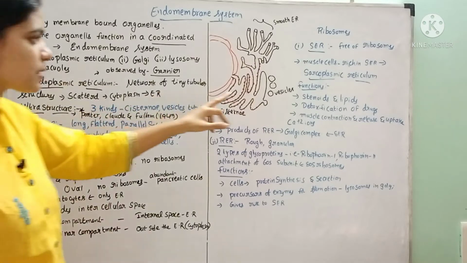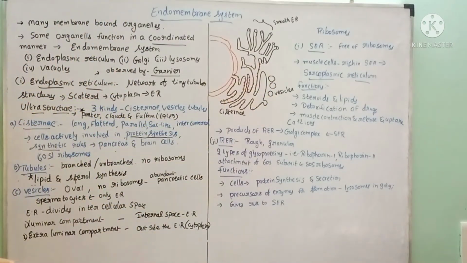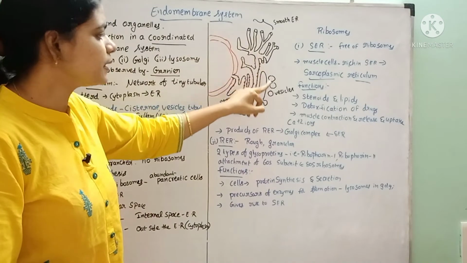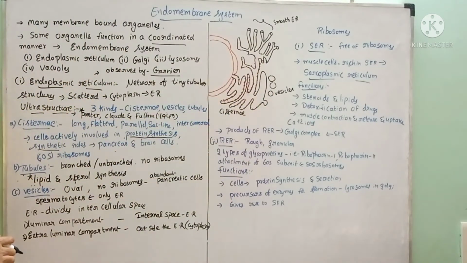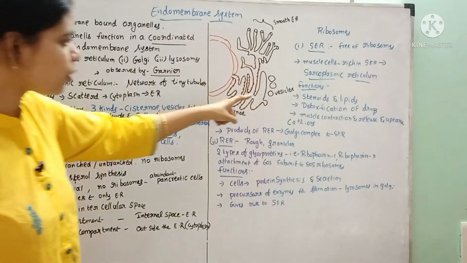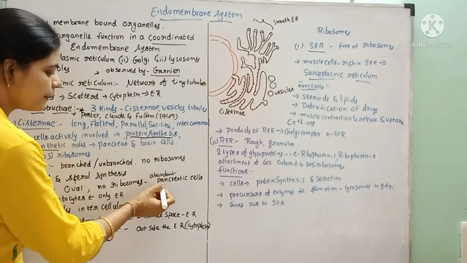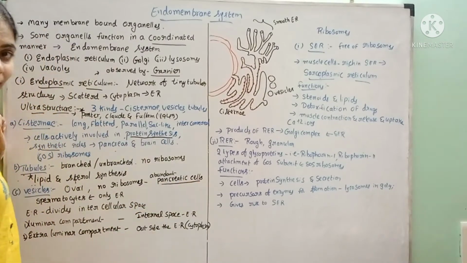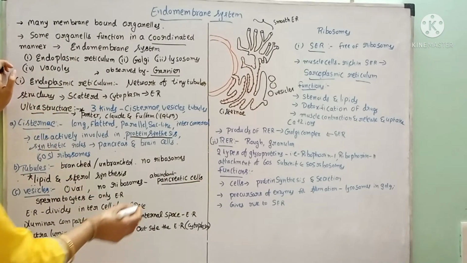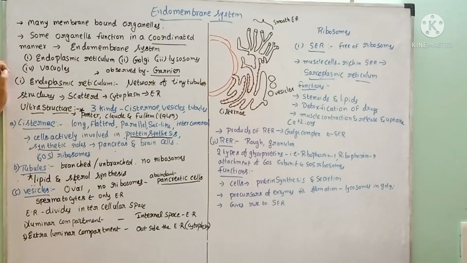The next one is vesicles. Like tubules, vesicles also do not have any ribosomes. These are oval-shaped structures, and they are abundantly present in pancreatic cells. In which cells are they mainly present? In the pancreatic cells, these vesicles are mainly formed, and in spermatocytes, vesicles are the only endoplasmic reticulum present. So the spermatocytes consist of vesicles only.